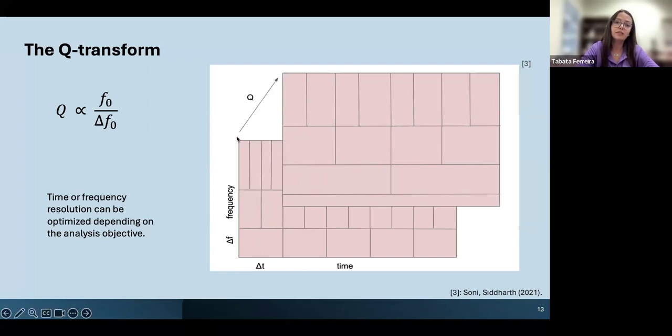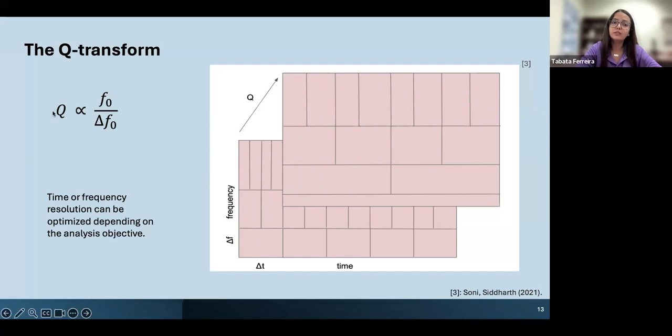For example, consider that Q is increasing for a given frequency. High Q implies that the bandwidth delta f is lower, which means the resolution in frequency is better.